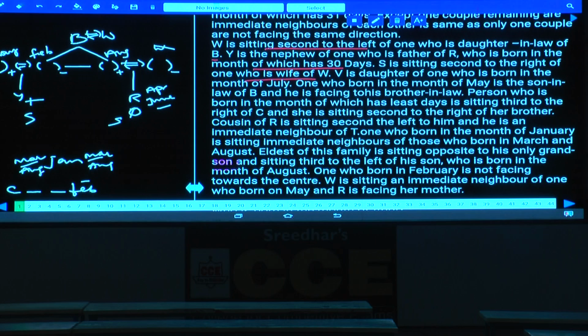Now W is having a wife. As W is having a wife, now this B is the wife and W is a male. Clear? Then who is the wife of W?